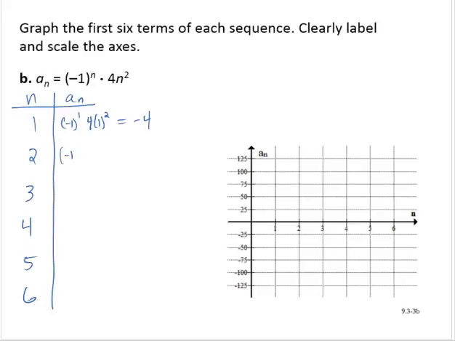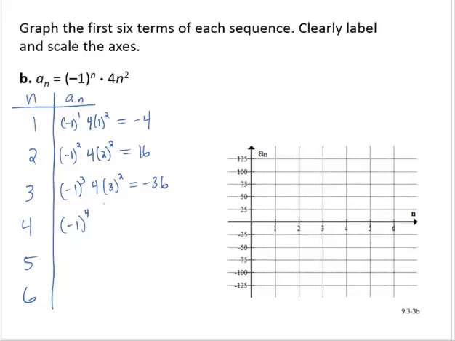For 2, I'd have negative 1 to the second times 4 times 2 to the second. Negative 1 to the second power is positive 1. 2 to the second is 4, so I have 1 times 4 times 4, positive 16. For 3, negative 1 to the third times 4 times 3 squared. Negative 1 to the third is negative 1. 3 to the second is 9. So I have negative 1 times 4 times 9, and that's negative 36.